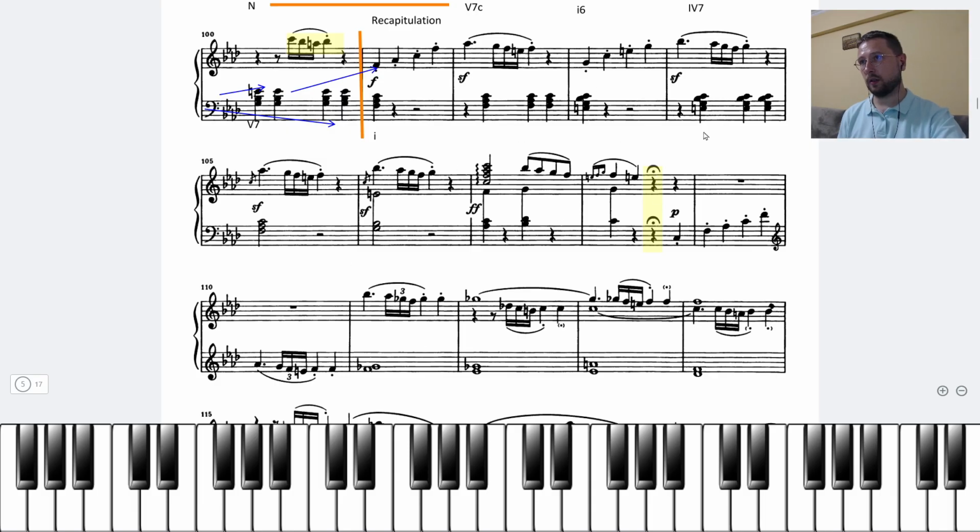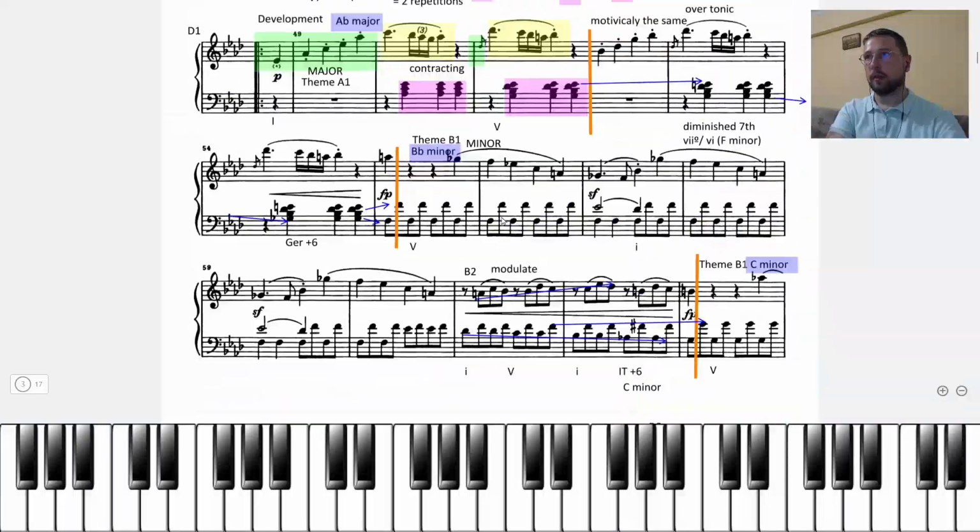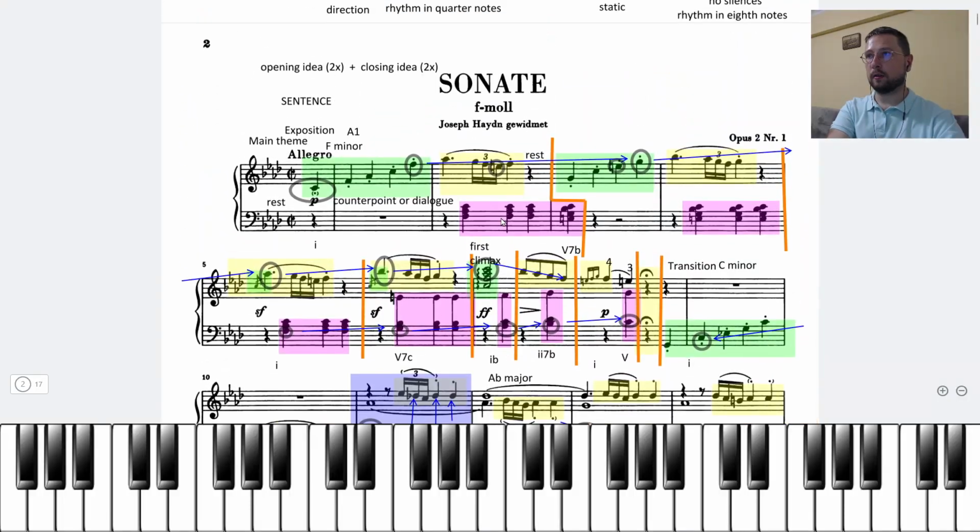So we're just seeing here the A1 theme. The A1 theme practically remains the same, but it has some interesting changes, because originally, I'll play the A1 that we had at the beginning. We had this.